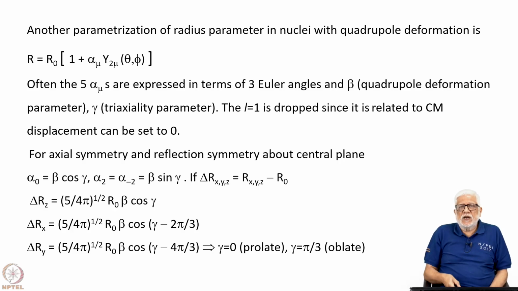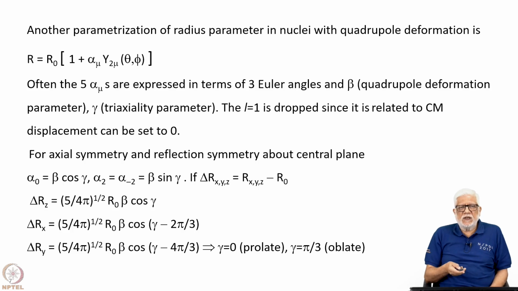Another parameterization of the radius with respect to quadrupole deformations is R equal to R0 times 1 plus the sum of alpha mu Y2 mu. This is the spherical harmonic of order 2, which depends on theta and phi. These 5 alpha mu's are expressed in terms of 3 Euler angles, and beta, the quadrupole deformation, and gamma, which is the triaxiality parameter. The L equal to 1 term here, the Y1 term, is dropped because of course that corresponds to just a center of mass displacement, and that can be set to 0.